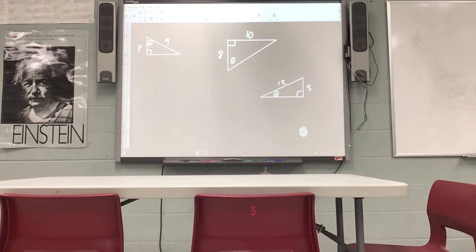Okay, see if you can find the measure of angle theta in those 3 triangles.